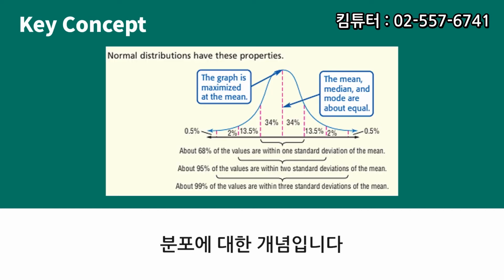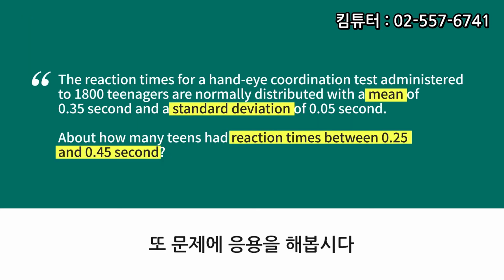This is a key concept. Normal distributions have these properties. The graph is maximized at the mean, and the mean, median, and mode are about equal. Applying this, let's take a look at this question. The reaction times for a hand-eye coordination test administered to 1,800 teenagers are normally distributed with a mean of 0.35 second and a standard deviation of 0.05 second. About how many teens had reaction times between 0.25 and 0.45 second?